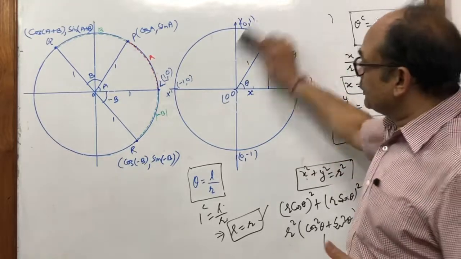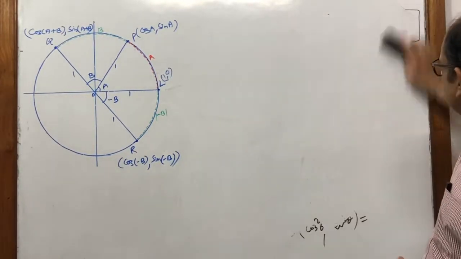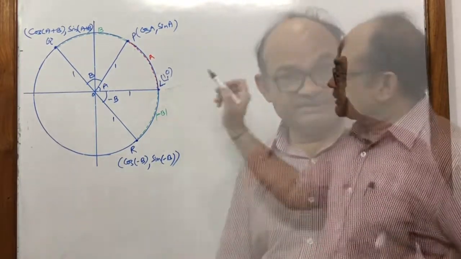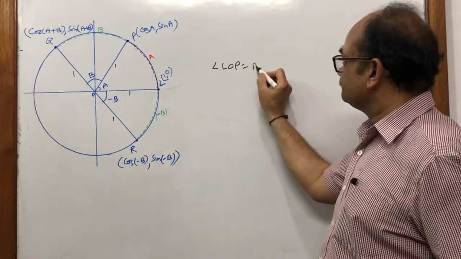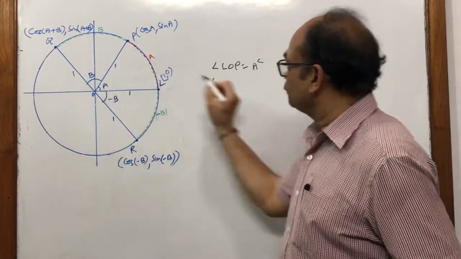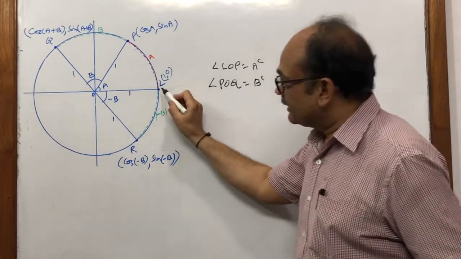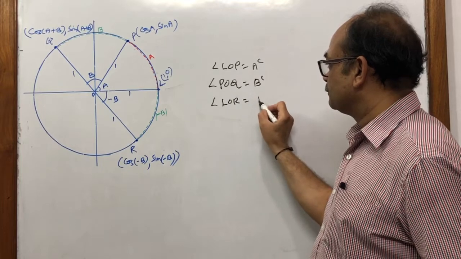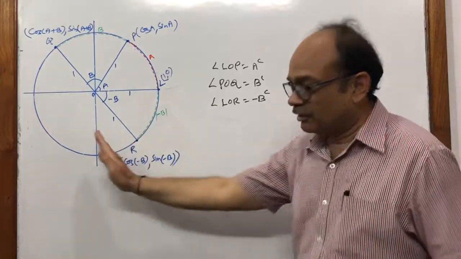So now we come to the major point of today's lecture. That means we want to derive the formula of A plus B angles, A minus B. Suppose angle LOP equals A radian, angle POQ equals B radian, and angle LOR equals minus B radian. Why minus B? Because we are going clockwise.